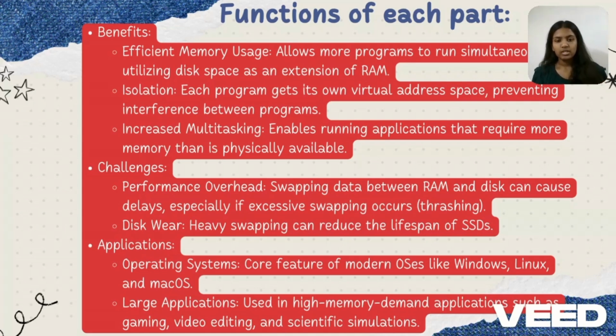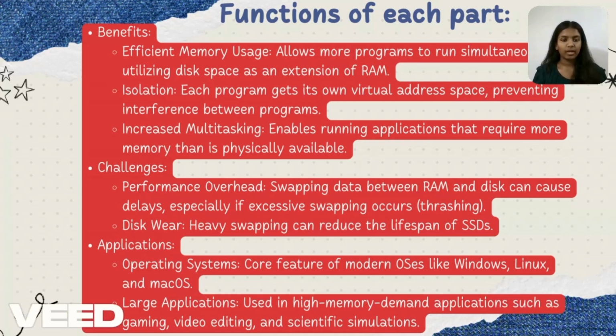The challenges faced are performance overhead: swapping data between the RAM and disk can cause delays, especially if excessive swapping occurs. Disk wear: heavy swapping can reduce the lifespan of SSDs. As for applications, virtual memory is used in operating systems. It is a core feature of modern operating systems like Windows, Linux, or Mac. It is also used in large applications with high memory demand, such as gaming, video editing, and scientific simulations.